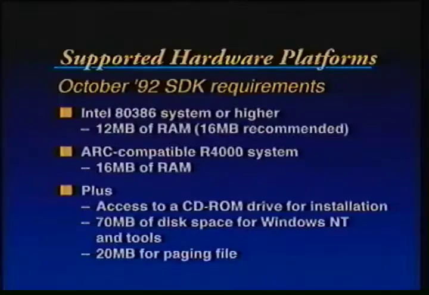In addition to that, you're going to need about 70 megabytes of disk space if you want to install both the Windows NT operating system as well as the software development environment. In addition to that, you're going to need an extra 20 megabytes for a paging file, because this is a virtual memory system. So all told, you're talking about 90 megabytes of disk space.